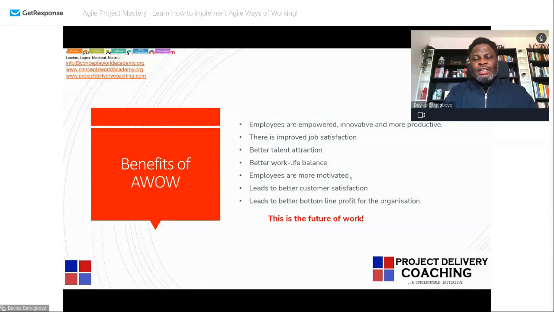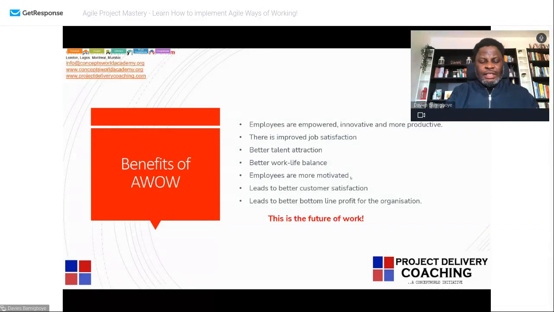So the other thing is that when your employees are motivated, what does it lead to? They will do an exceptional job, and that will lead to delivering on time, delivering well on your projects or your products or services, and your customers will be more satisfied.